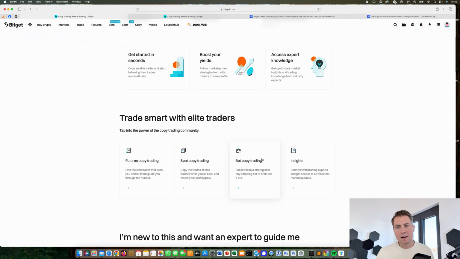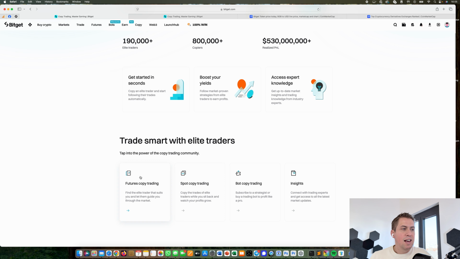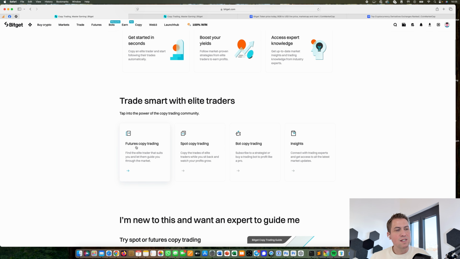Futures is basically traders who trade with leverage. For example, for Bitcoin, you can use up to 125x leverage, and you can also short cryptocurrencies. However, it's also the highest risk because you can get liquidated. Let's assume you're using 10x leverage, and the price moves 10% against you, you will basically get liquidated. So it's really high risk when you use higher leverage. I would always be careful with that, and I would focus on spot copy trading.